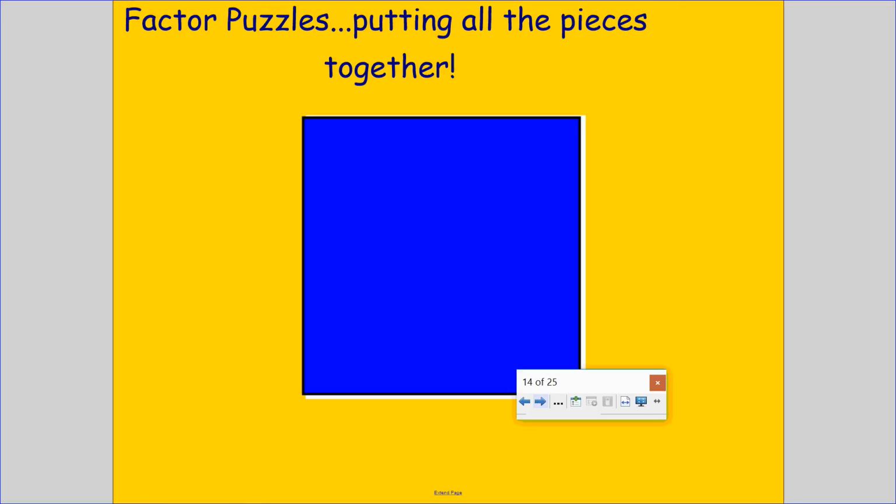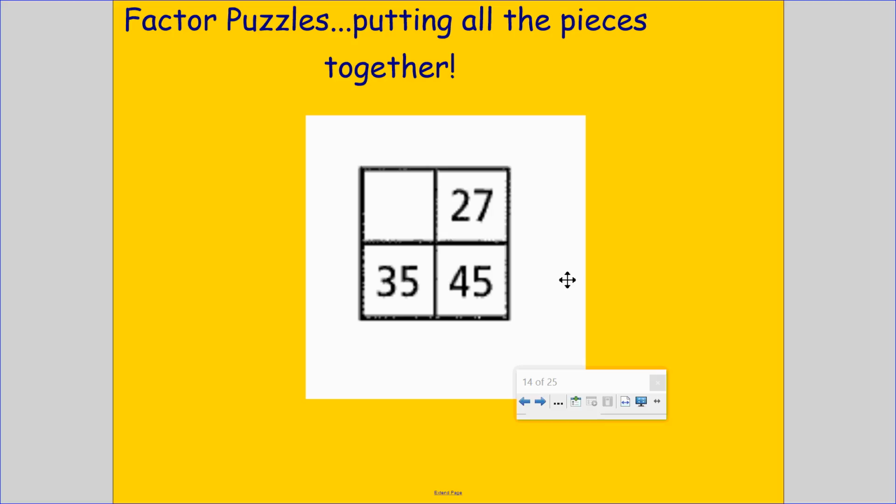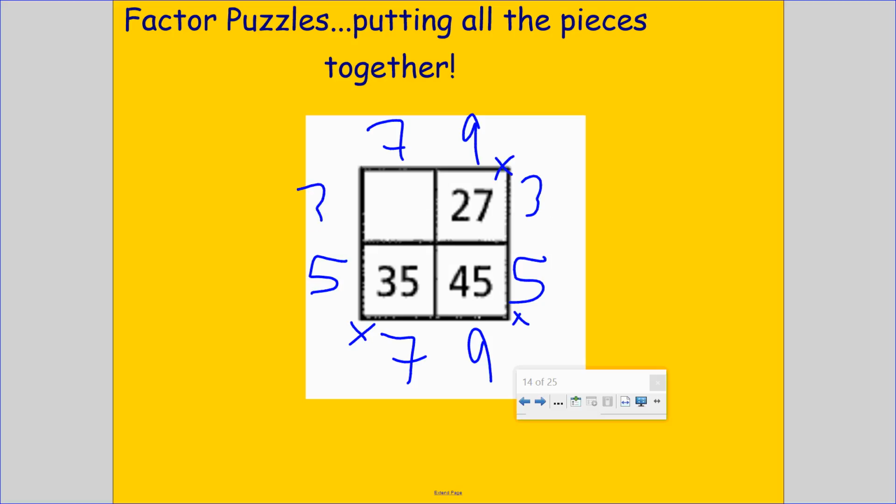Let's try another puzzle. What makes 35 and 45? Well, 35 and 45, they both seem like they go into 5s. So 5 times 7. What makes 45? 5 times 9. So bring the 9 up here, bring 7 here. What makes 27? 9 times 3. Bring the 3 here. 3 times 7 is 21. So 21 is the missing number.